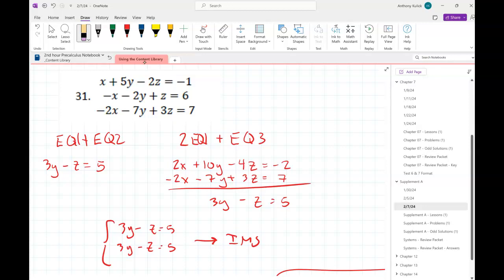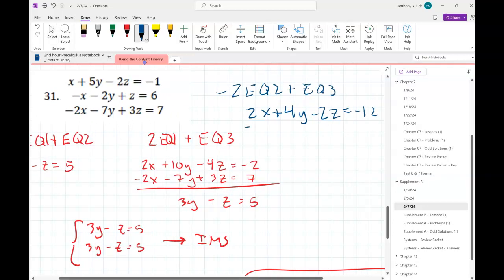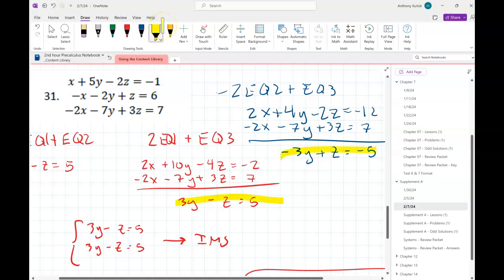Yeah. All right. And Joey, you said you did -2 times equation 2 plus equation 3. Okay. So that should be 2x plus 4y minus 2z equals -12. And then 2x minus 7y plus 3z equals 7. So I have 3y plus z equals -5. Oops, -3y. And if you notice, that's just the opposite of that one. But they'll be the same things. If you add them together with the first one, they just get all zeros, which is also infinitely many. You know what I'm saying?